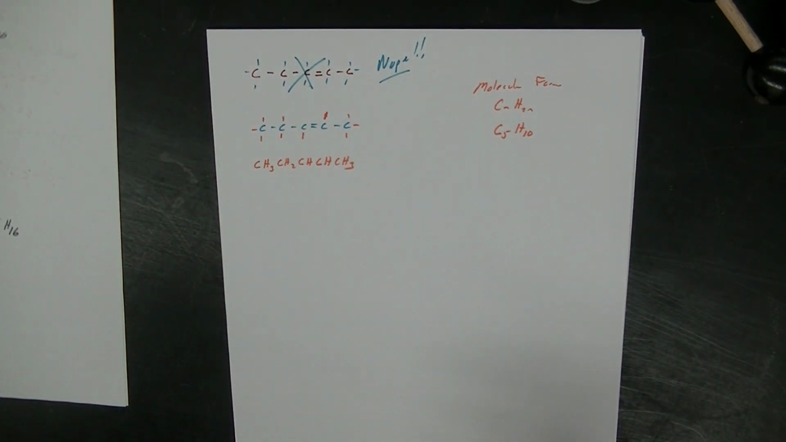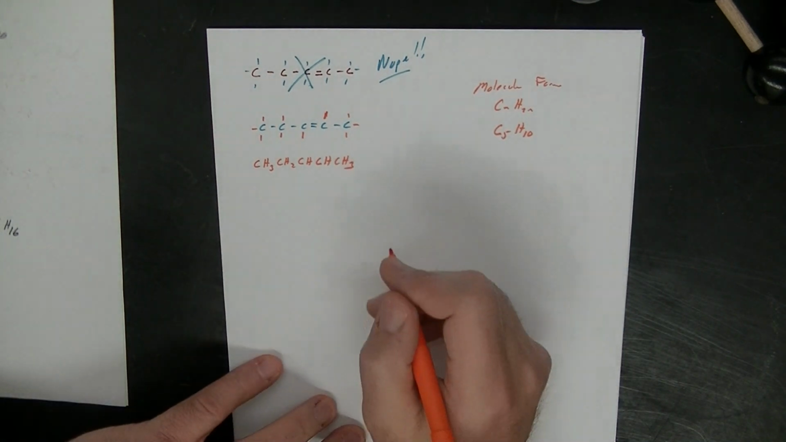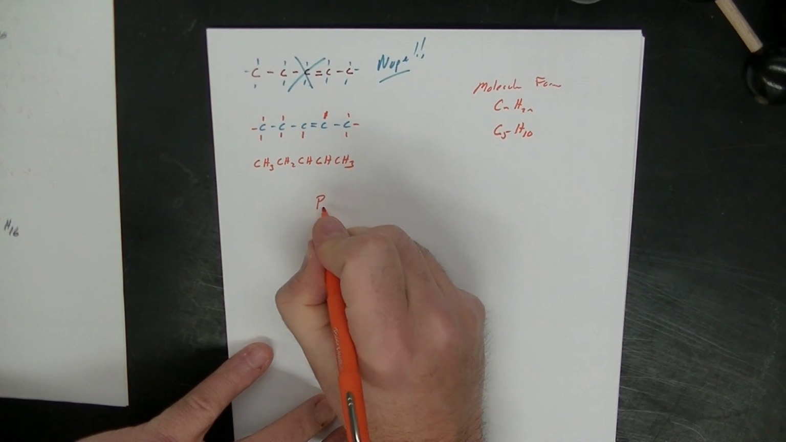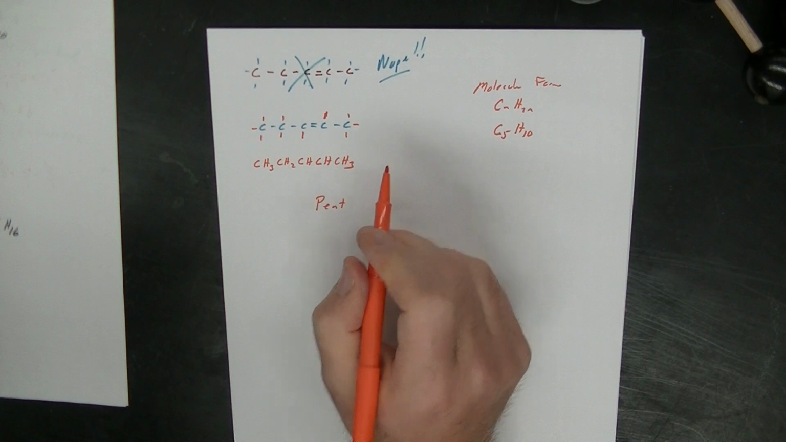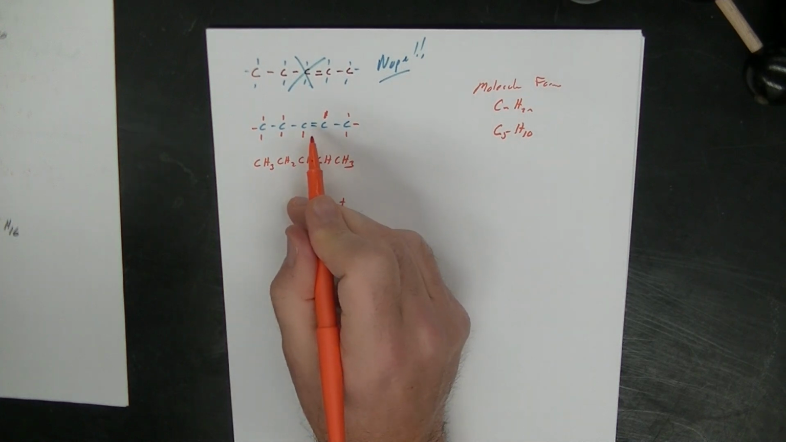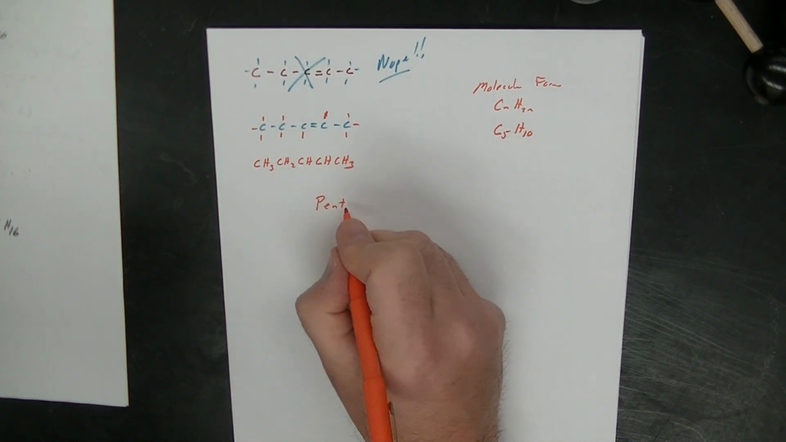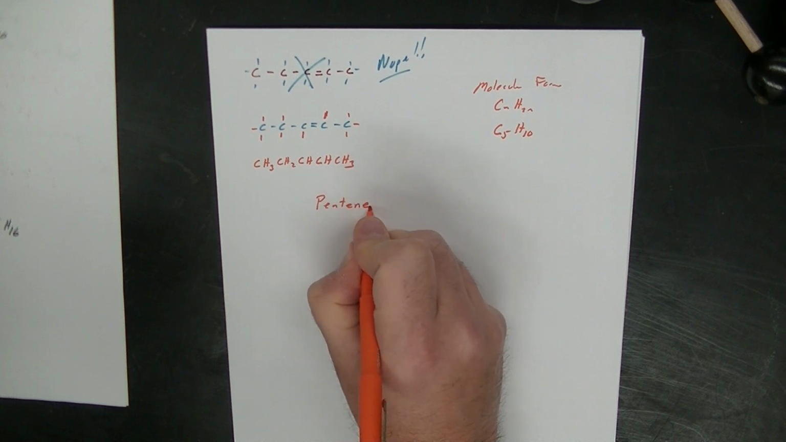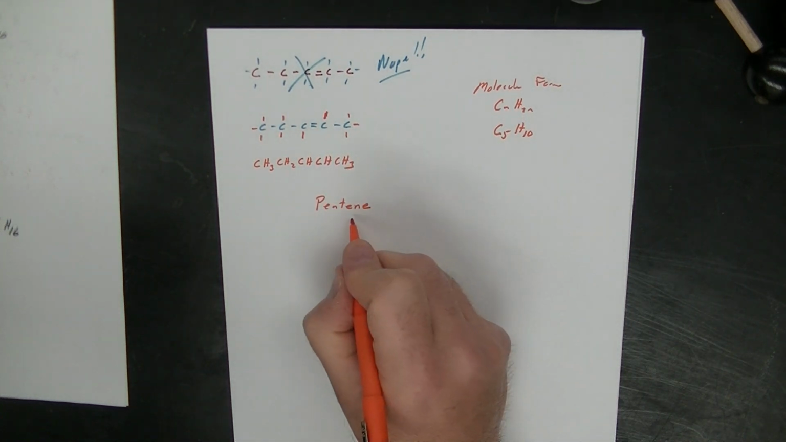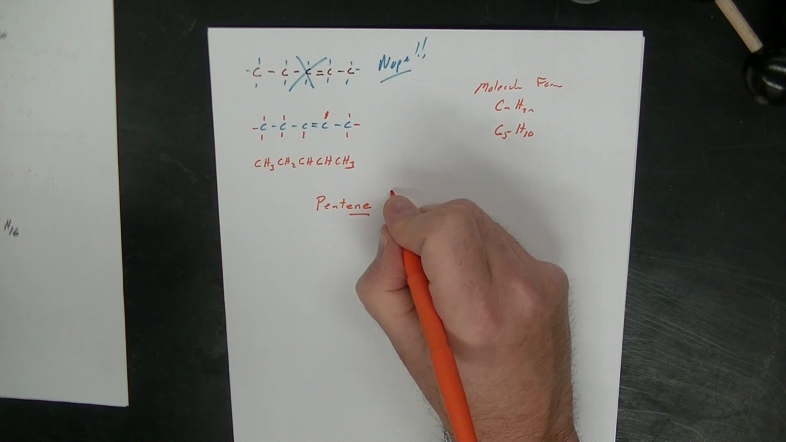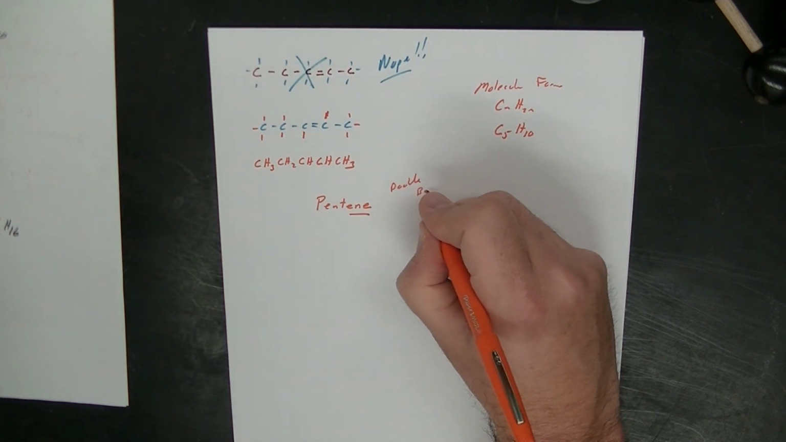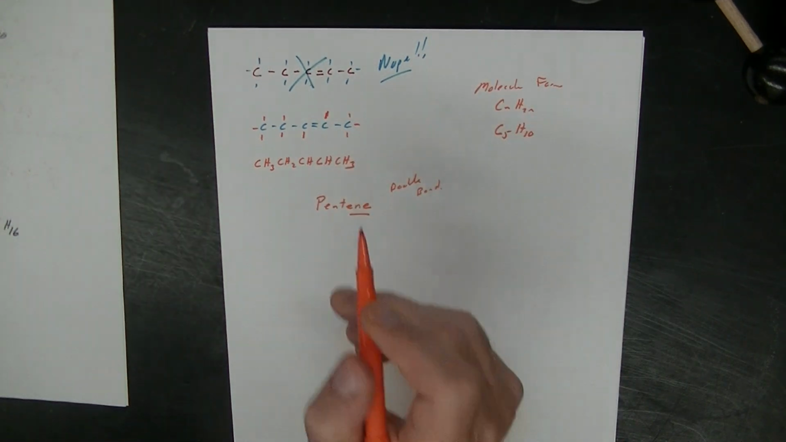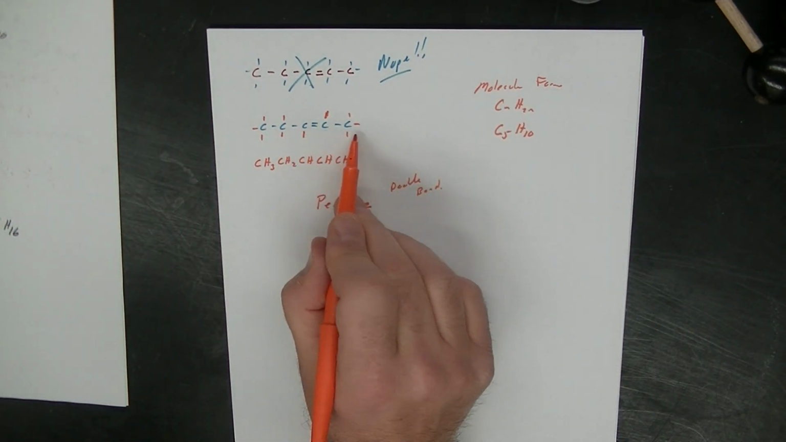We know that it's a 5 carbon chain, so our prefix for 5 is pent. It has a double bond, so this would be pentene. But as soon as I have ene, that means I have a double bond, and I need to say where it is. So that means I'm going to have to number this backbone.